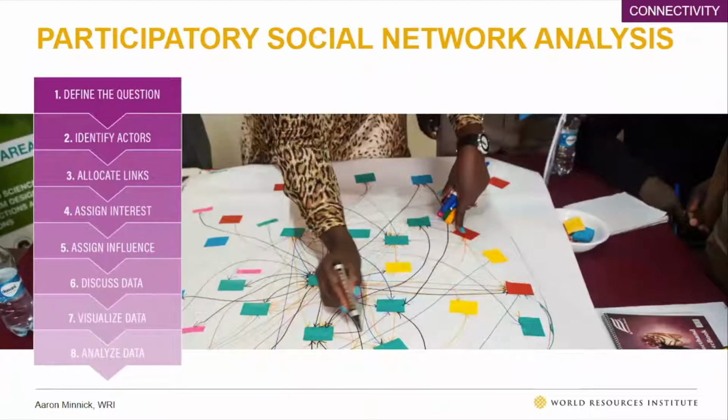Sixth, think about discussing the data. Discussion is a very important part of the process. It's not just about the map itself. There's a lot of important information that comes out of these conversations that maybe wouldn't come up in different forums. After discussion, visualizing, and finally, analyzing the data. So it's important to think about the so what and what could be a strategy for change.